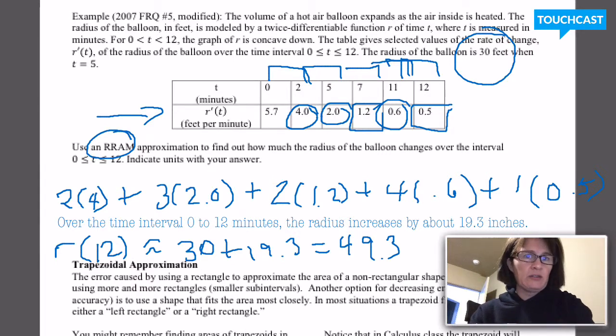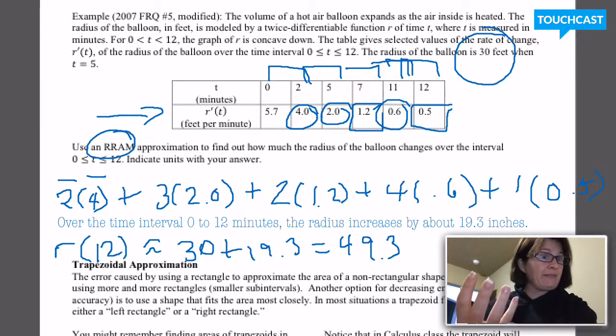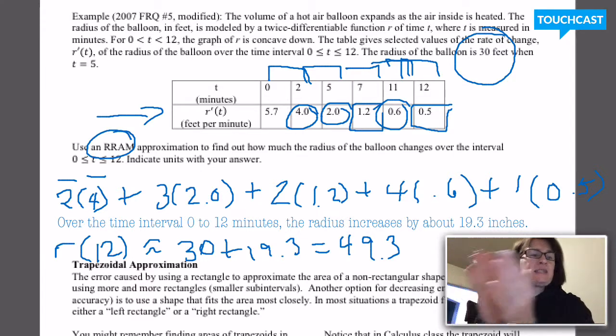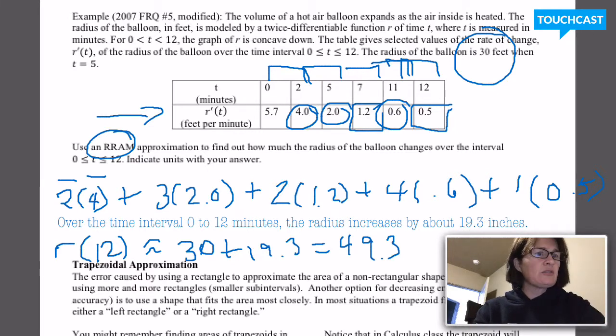Each one of these rectangles was a time times the rate in feet per minute. So minutes times feet per minute makes feet. So feet plus feet plus feet plus feet plus feet. Looks like I got this wrong here. That should be feet. R of 12, the radius at time 12, is approximately equal to 49.3 feet.